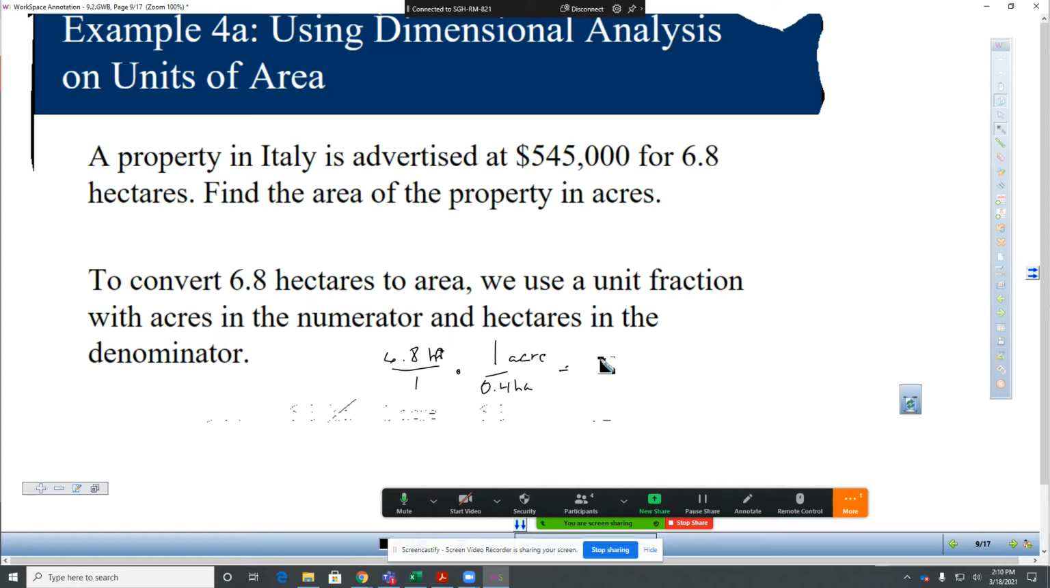So basically we take 6.8 divided by 0.4. And let me see what this is. So this is exactly like what we were doing the other day already. It's just different conversion tables. Yeah, 17. So that's about 17 acres.